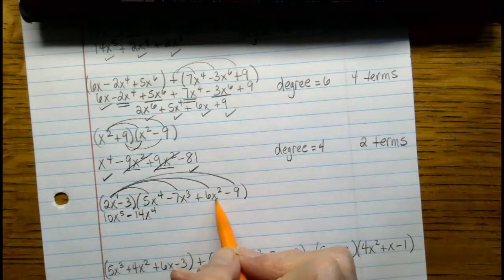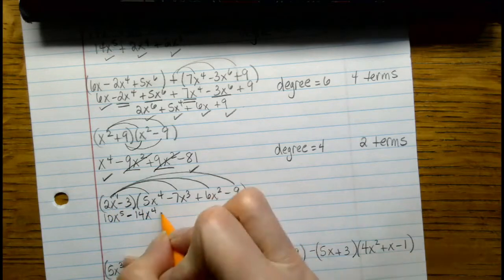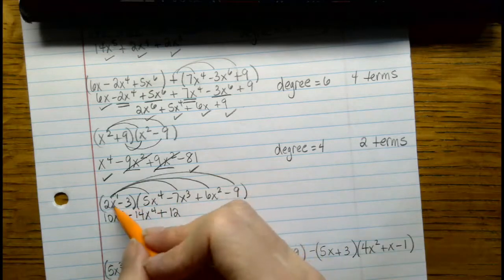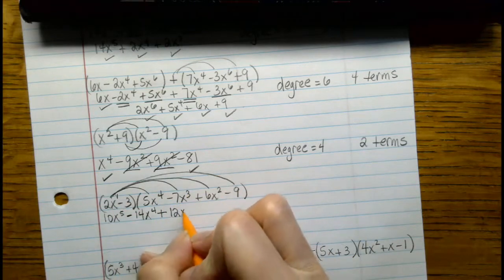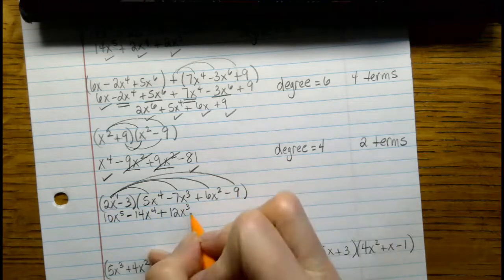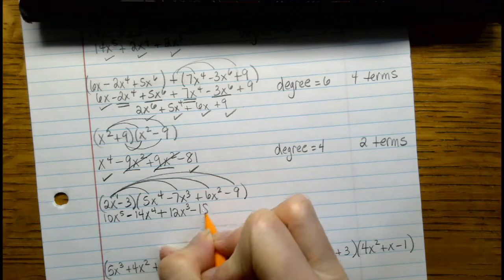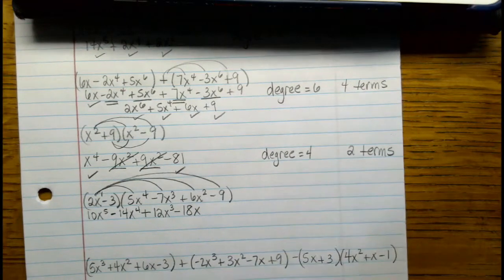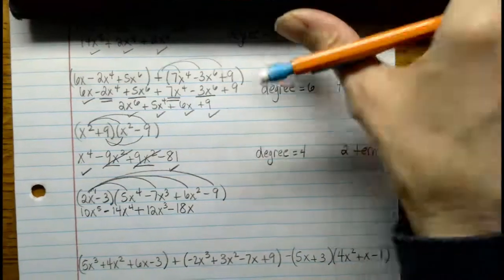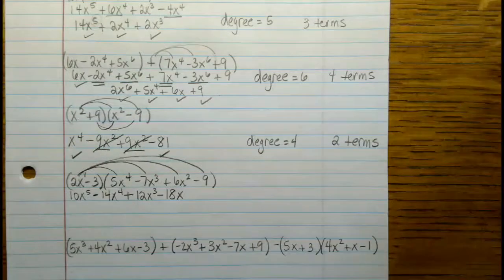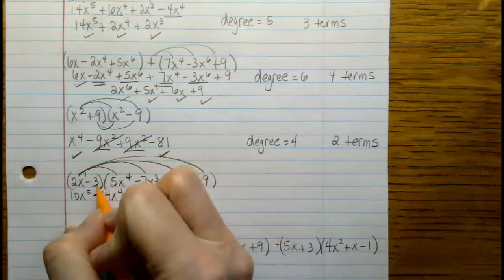2x times 6x squared. Both of those are positive. Positive times positive is positive. 2 times 6 is 12. X to the first times x to the second is x cubed. 2x times negative 9. Positive times negative is negative. And we get negative 18x. But that was just multiplying the 2x by everything. So now what we have to do is we need to multiply the negative 3.